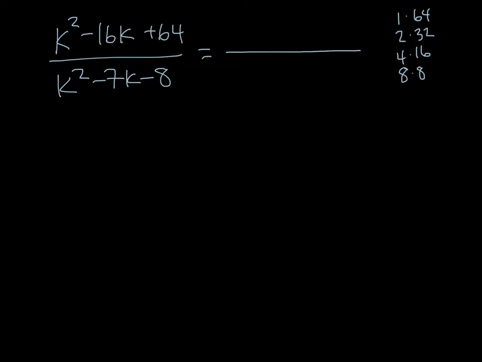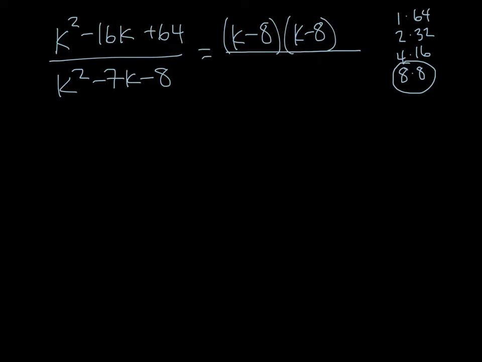And what we want to do is pick a pair of these that we can add or subtract together to get a minus 16. And in this case, I think our winner is going to be 8 and 8. Because what I can do is k minus 8 times k minus 8. And that minus 8 and minus 8 is going to give me my minus 16. And for my last term, remember, we're thinking like reverse foiling. When I do minus 8 times minus 8, I get that positive 64. So I've factored that three-term numerator.